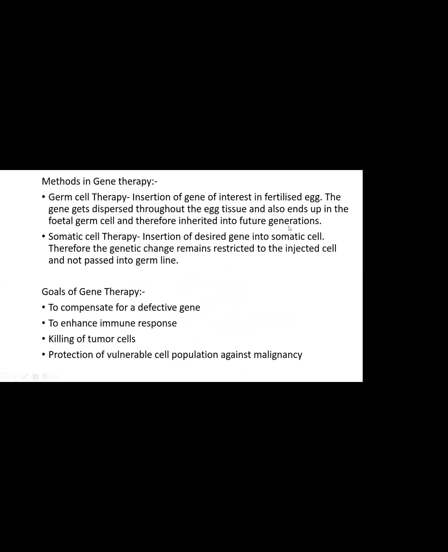Now the types of gene therapy include germ cell therapy and somatic cell therapy. In germ cell therapy, insertion of the gene of interest is done into the fertilized egg. The gene gets dispersed throughout the egg tissue and also ends up in the fetal germ cells. Therefore, it is inherited into future generations. In somatic cell therapy, we insert the desired gene into the somatic cell. Therefore, the genetic change remains restricted to the injected cell and is not passed into the germ line.